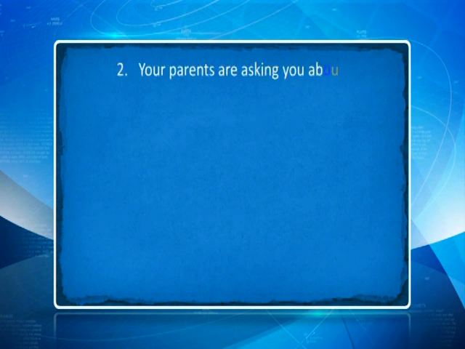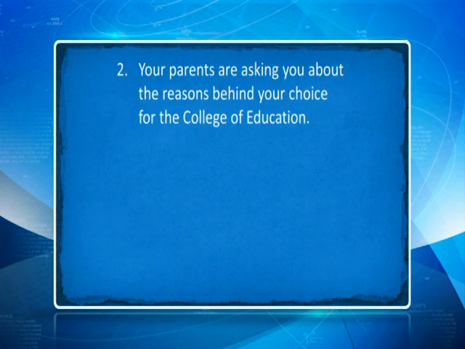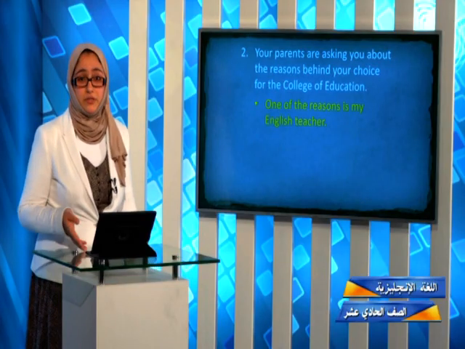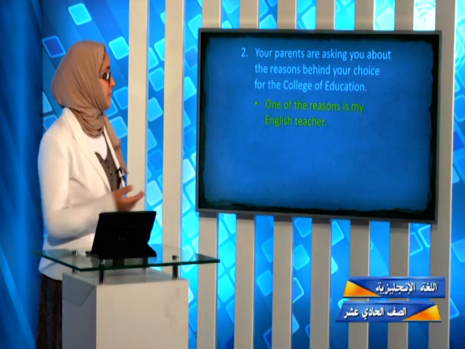The second situation, your parents are asking you about the reasons behind your choice for the College of Education. So you are graduating from high school, you decide to go on to study at the College of Education, and your parents want to know why. So you need to justify yourself and explain why you would like to go to the College of Education. There are so many reasons, of course, why we decide to go to a certain place and not another. And the example response we have here is, one of the reasons is my English teacher. So my English teacher may have encouraged me, or when I saw how she taught in class, I really was very fond of being a teacher. So there could be multiple reasons, and this is just one of them.